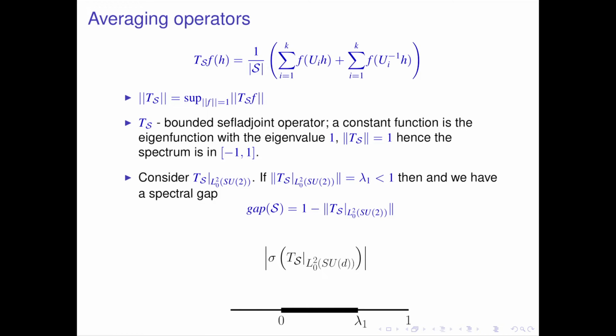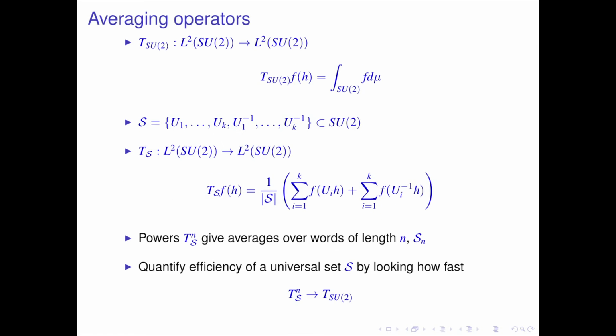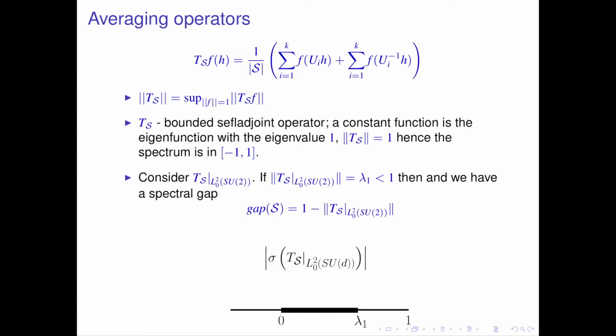And first, to do it, we need to have a closer look at the operator T_S itself. If I want to speak about the convergence of this sequence, the good way to do it is to use some metric, some distance. When I want to know whether those operators T_S^n converge to the operator T_SU2, there is a standard metric, which is the operator norm, which we calculate in this way.